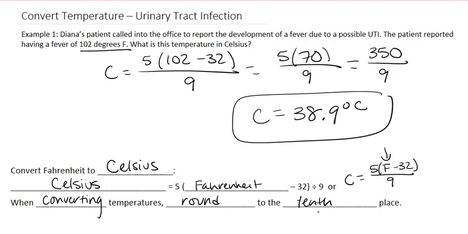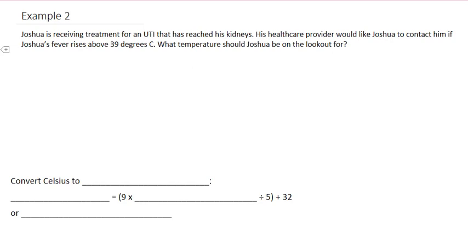So now let's look at another example. Joshua is receiving treatment for a UTI that has reached his kidneys. His healthcare provider would like Joshua to contact him if his fever rises above 39 degrees Celsius. What temperature should Joshua be on the lookout for? In order to solve for this, we will need to convert from Celsius to Fahrenheit.